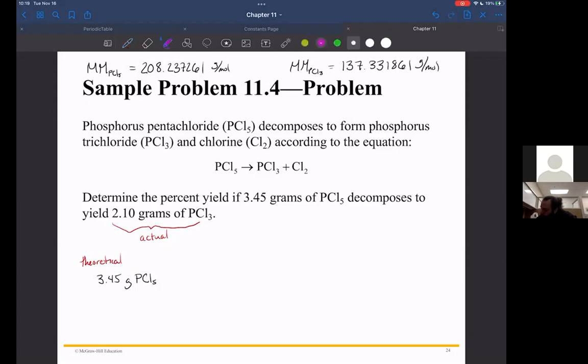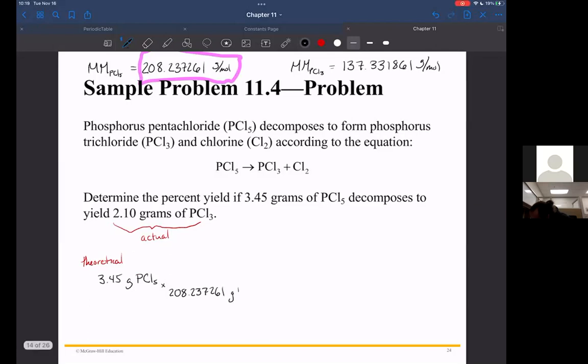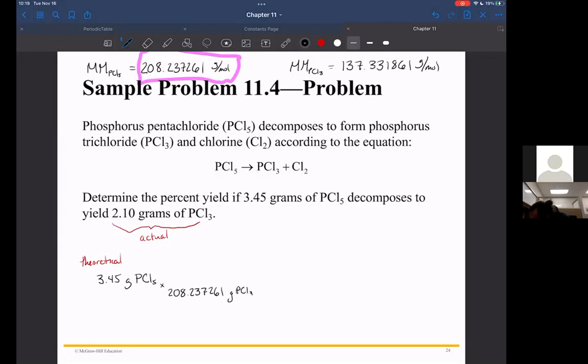Okay, and remember, we're going to convert this piece of information here into an actual conversion factor that we can use in our stoichiometry. And I'm going to have to put grams on the bottom. So 208.237261 grams. And I'm being good and labeling what I'm talking about because that will also help me keep track of units.